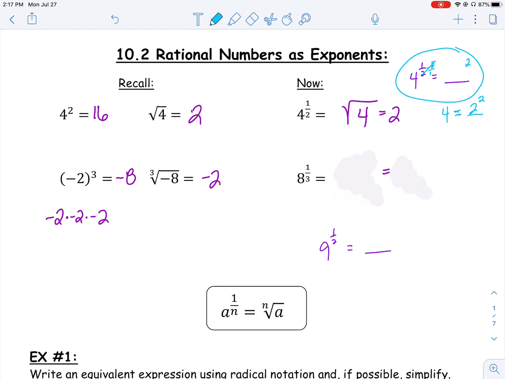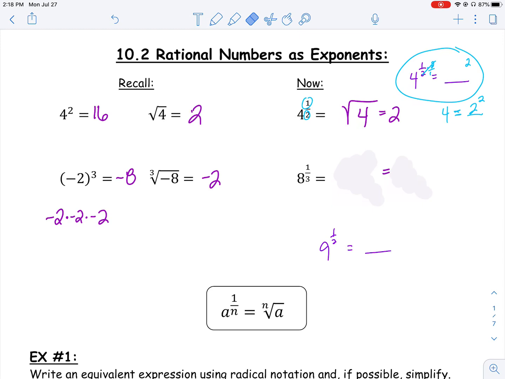What we're really doing is we're looking at this bottom number. That's our index, a 2. The top number is really our exponent, our 1. We know when there is no number there, though, we assume that it's a 2. And there is no exponent, we assume that it's a 1. So 4 to the 1/2 is the same thing as the square root of 4, which is just 2.